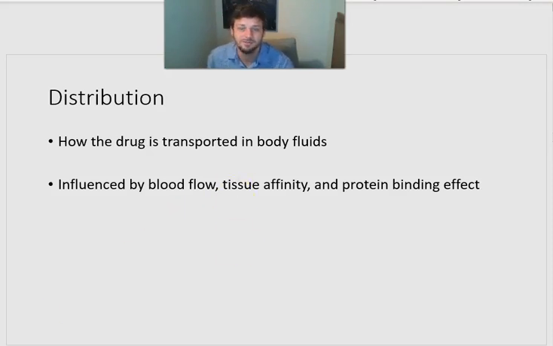You also have tissue affinity. So certain drugs will bind certain proteins or bind to certain tissues better than other tissues, and protein binding effect. So they are going to bind to certain proteins, blood proteins, plasma proteins, that help deliver it where it needs to go. And you're also going to have free amounts of drug floating around. So not all of them are going to be plasma bound.